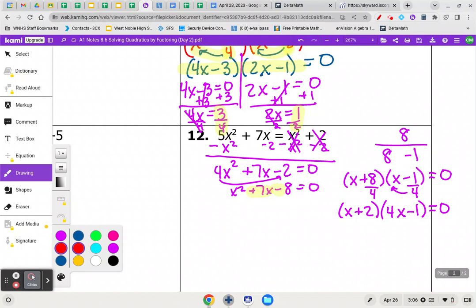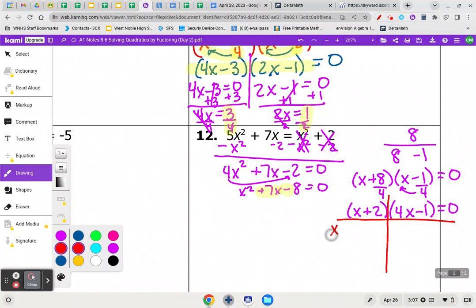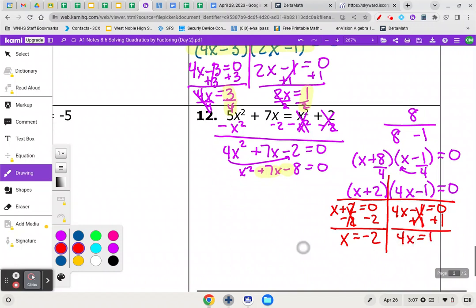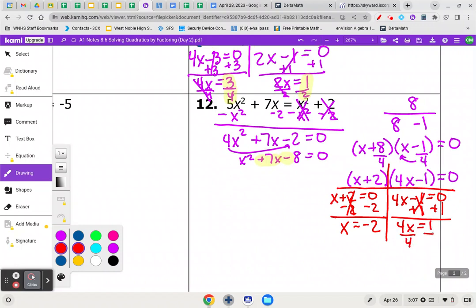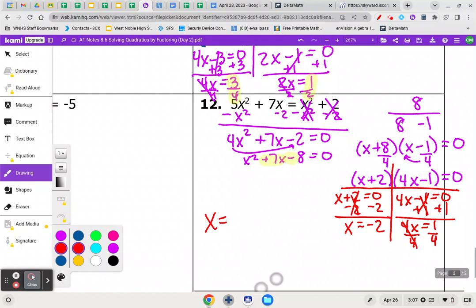So we kind of split these down the middle. We set each of them equal to 0. And we solve for x. So x equals negative 2. And x equals 1 over 4. So my two solutions, if I were to graph, are negative 2 and 1 over 4.